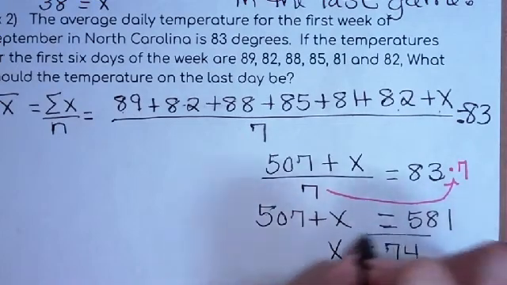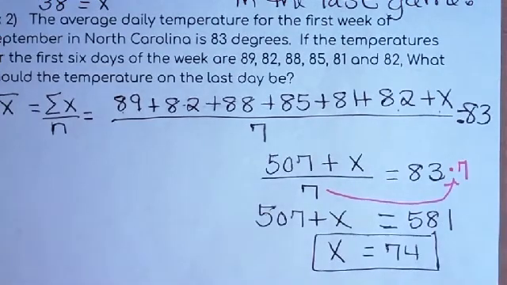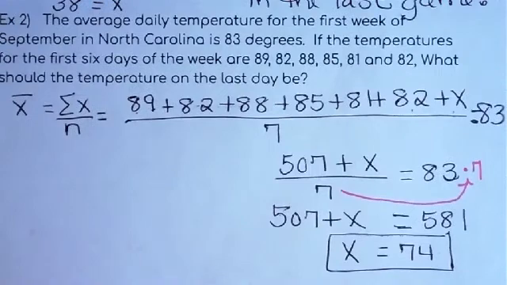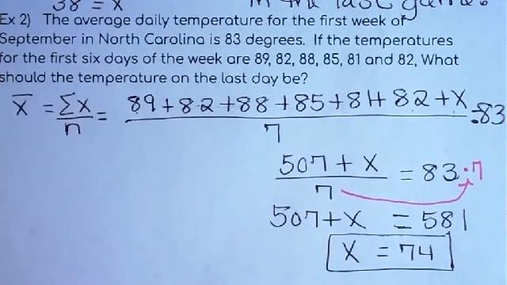So what does that mean? That means for that week to be an average week for the first week of September in North Carolina, that 7th day, the temperature needs to be 74 degrees. Okay? Now, pause your video, finish copying this in, put it into your interactive notebook, and then go to Canvas and find your mean word problem assignment to complete.